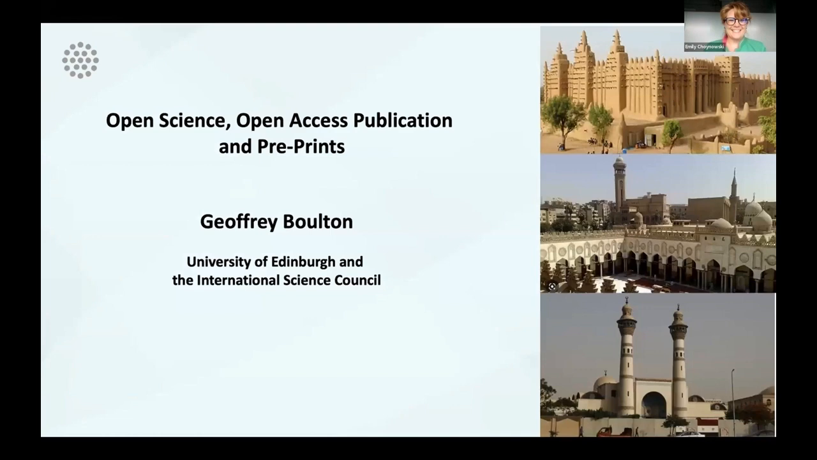So I'm going to add a little more detail to the terrain that Ismail has just so eloquently mapped out, particularly stressing the roots of open science and the crucial connections between open science and publishing, and why so-called preprints could play a fundamental role in open science in future, whilst also satisfying the eight principles set out by the International Science Council and described by Ismail. Can I have the next slide, please?